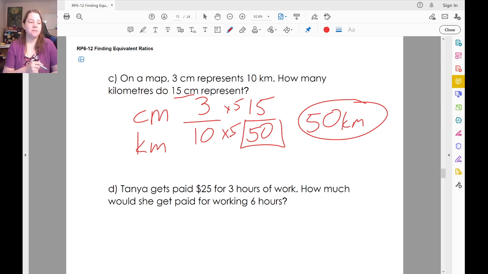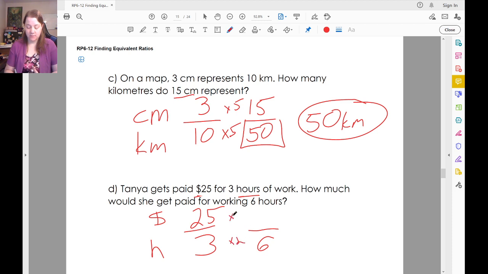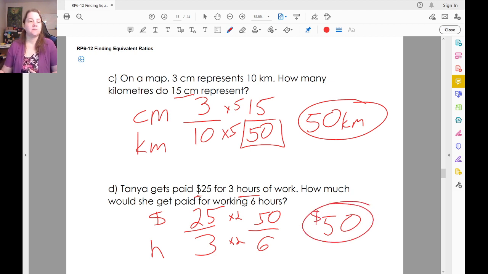In letter D, Tanya gets paid $25 for 3 hours of work. So we're talking about dollars and hours. And she gets paid $25 for 3 hours of work. How much would she get paid for working 6 hours? Well, 6 is going to go under hours. And 3 times 2 is 6. And 25 times 2 is 50. So she'll be paid $50.